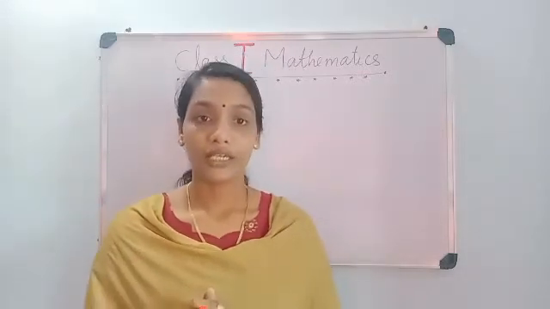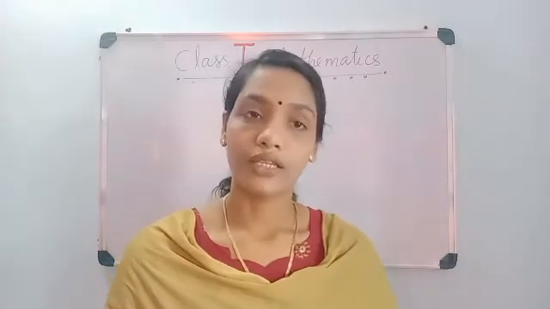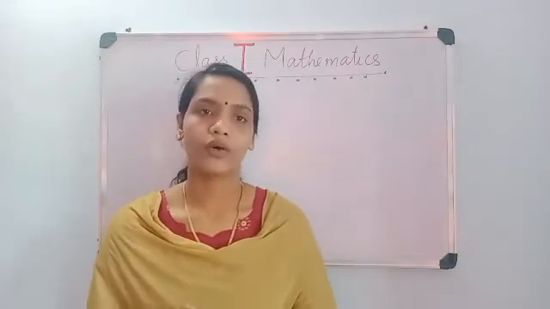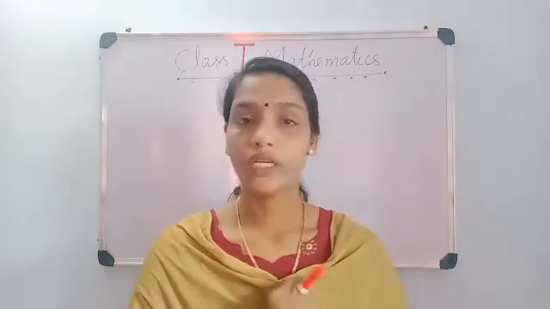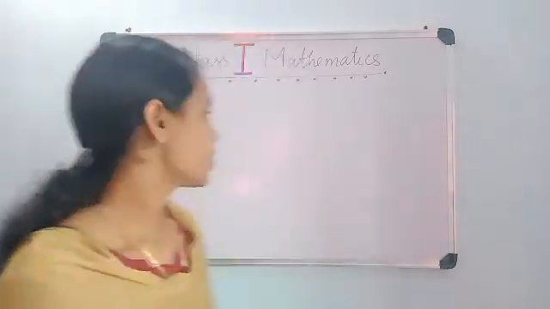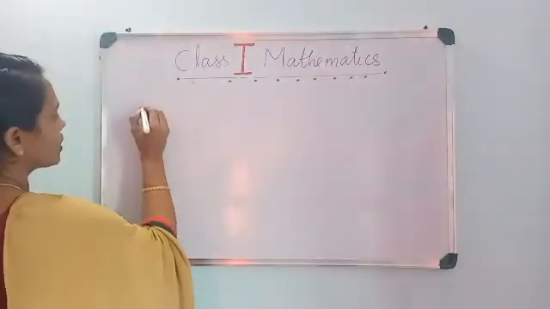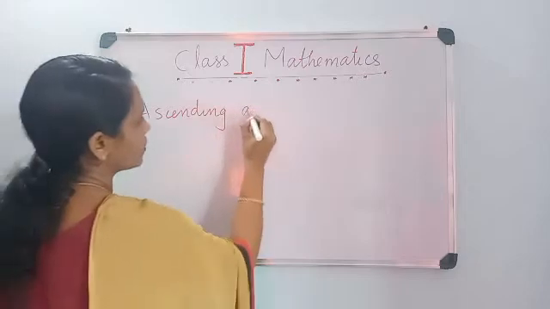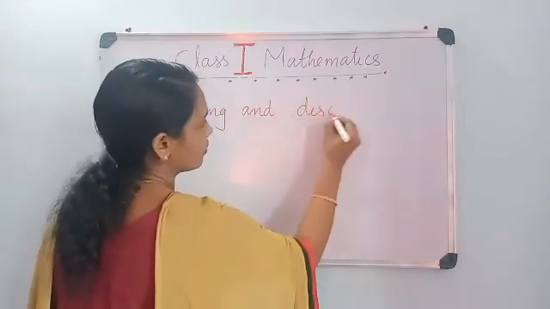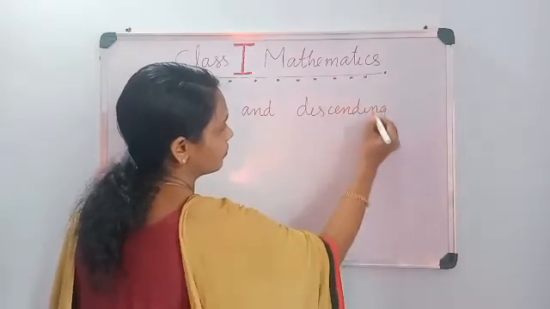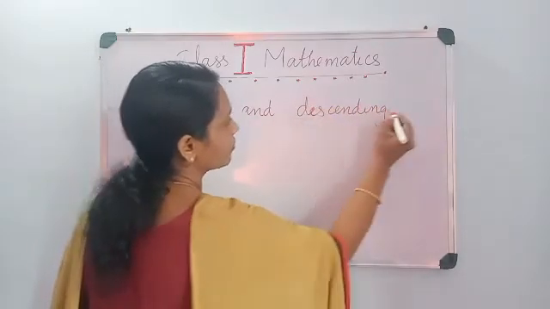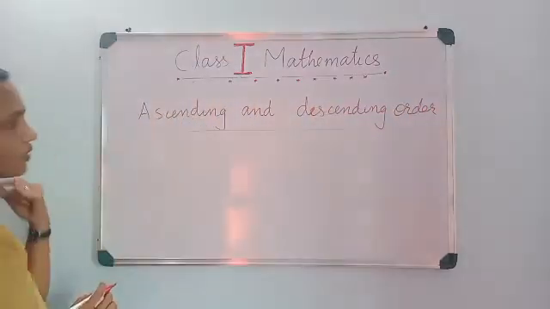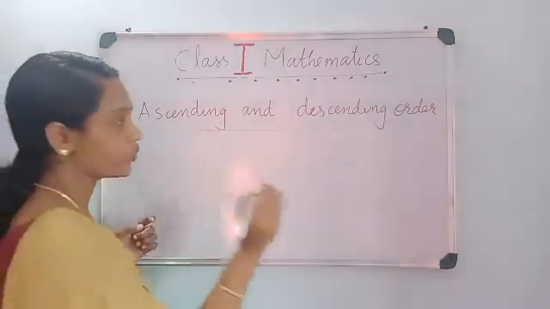Ascending order is an increasing order. It is also the forward counting. Descending order is also known as decreasing order and it is the backward counting. We can check it through the numbers. Ascending and descending order. Ascending order means smallest to greatest.